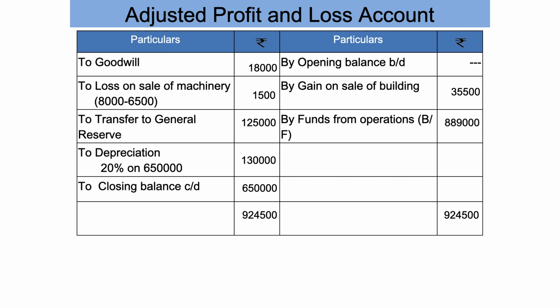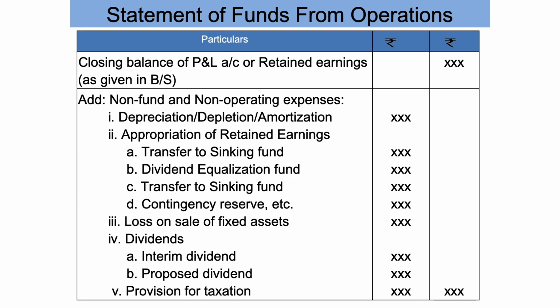As I already explained that funds from operations can be calculated in two methods. One is adjusted profit and loss account. Second is statement of funds from operations. In statement of funds from operations, the same content but will be prepared in a statement form. This is the format for preparing statement of funds from operations.